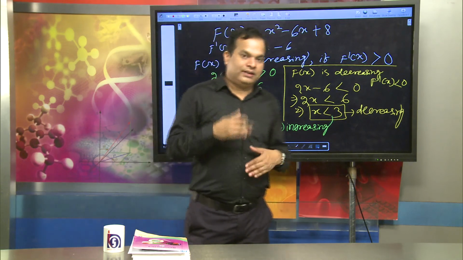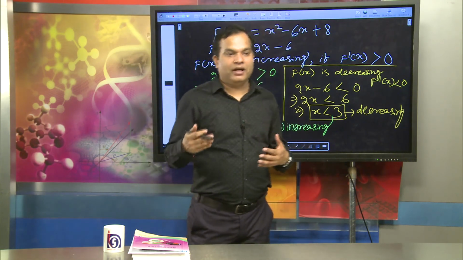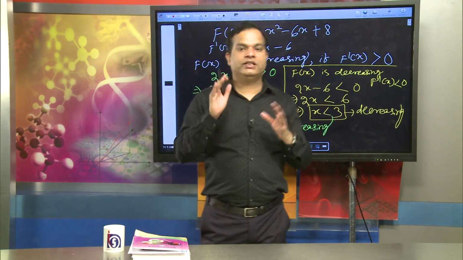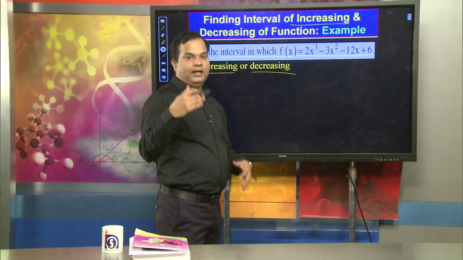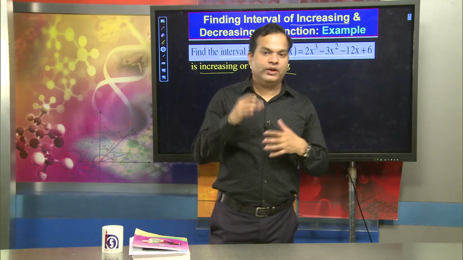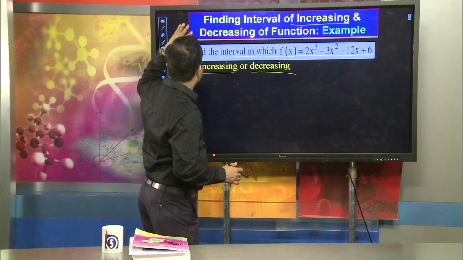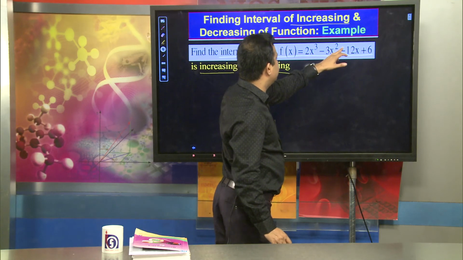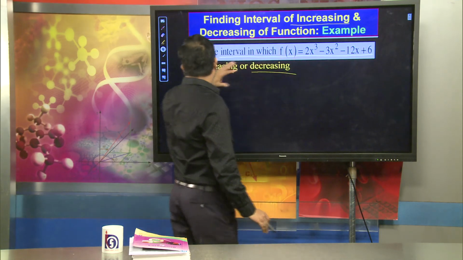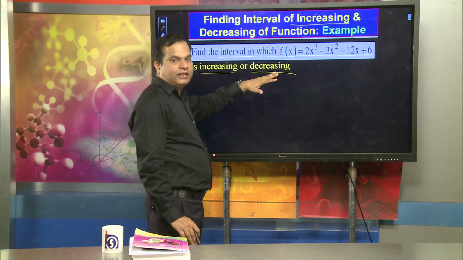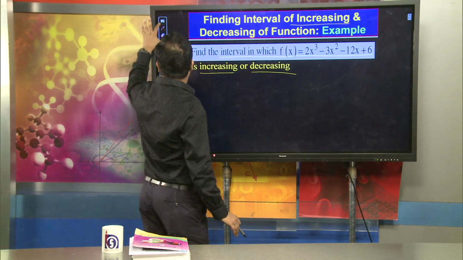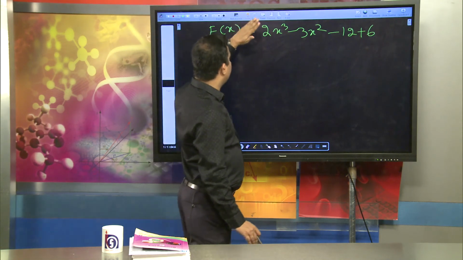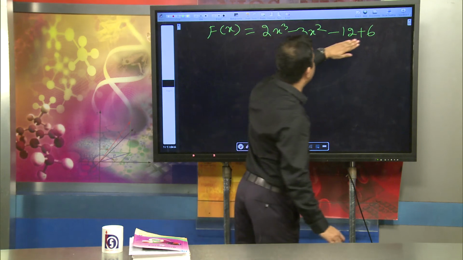Okay. Let us see, dear learners, we will take another part, that means in which interval the function is increasing and decreasing. Let us take an example: we are going to find the interval in which the function f of x equal to 2x cube minus 3x square minus 12x plus 6 is increasing or decreasing. I have taken the same function f of x equal to 2x cube minus 3x square minus 12x plus 6.